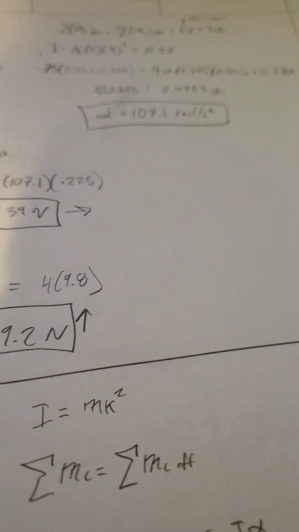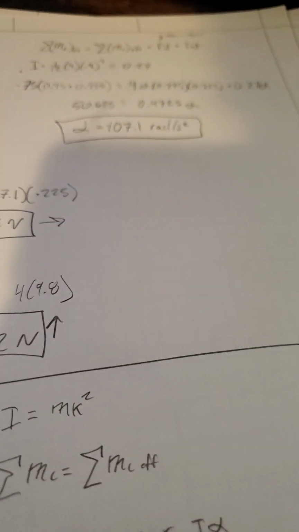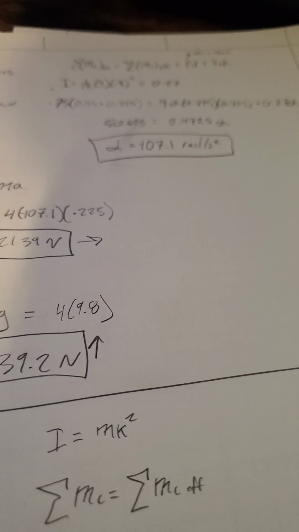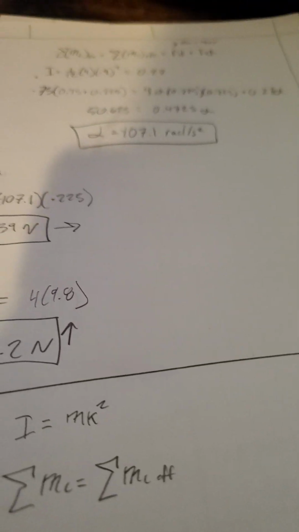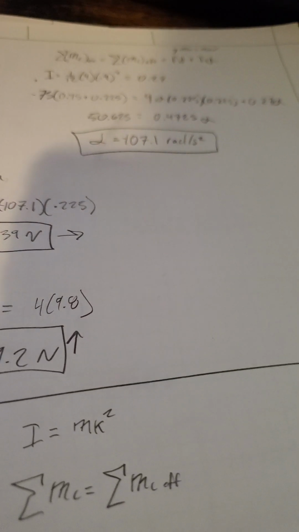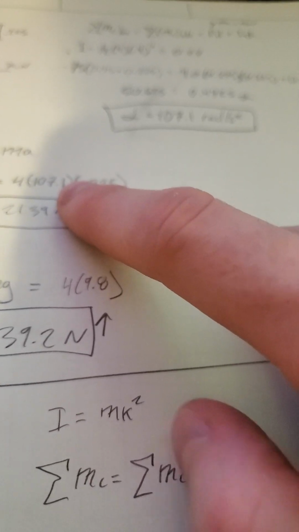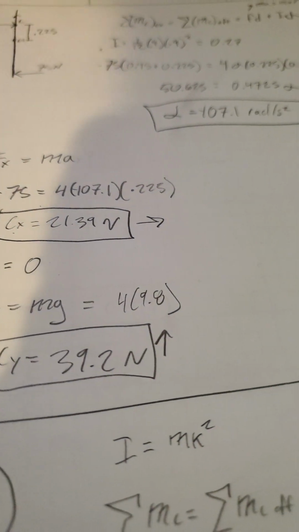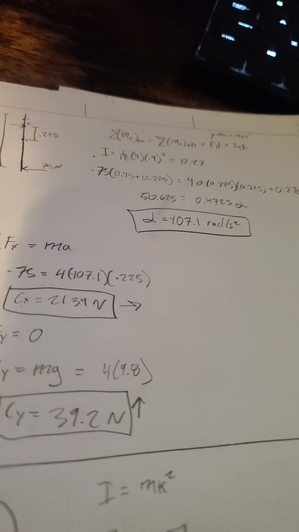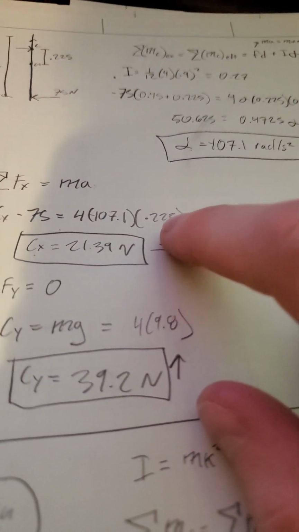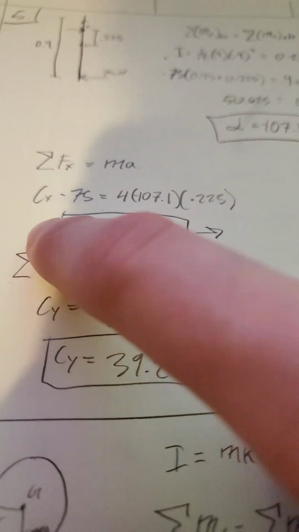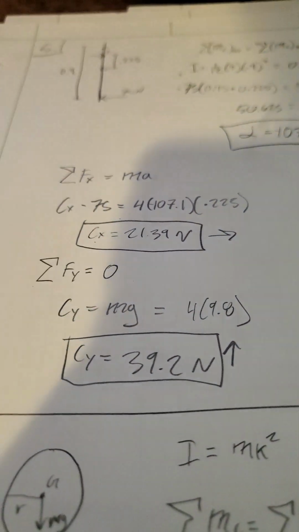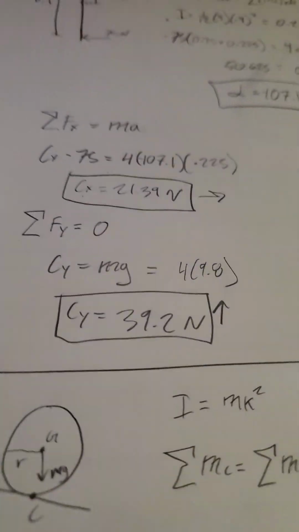So we know that the forces in the x are ultimately going to equal the mass times acceleration of the bar itself. We don't have the actual acceleration, but we have the angular acceleration, and the regular acceleration equals angular acceleration times radius. So we can plug that in there, plug in the mass, and then we have these two forces. There's a reaction force at C, and then we have the force P, which is 75 newtons.